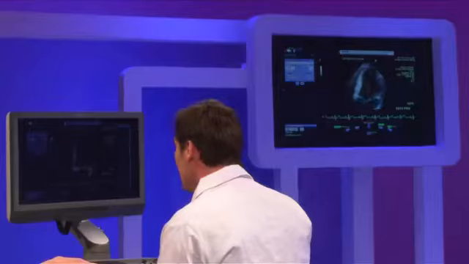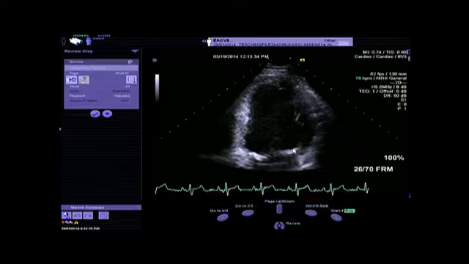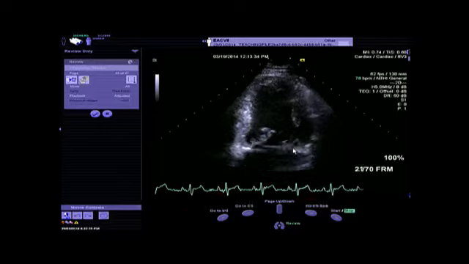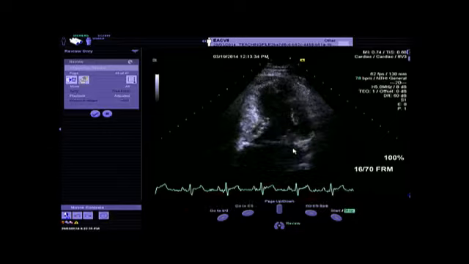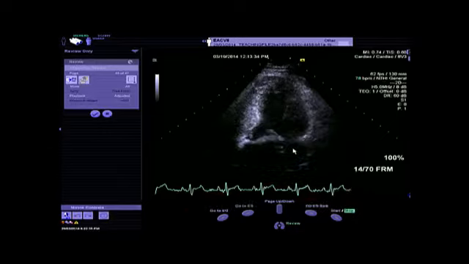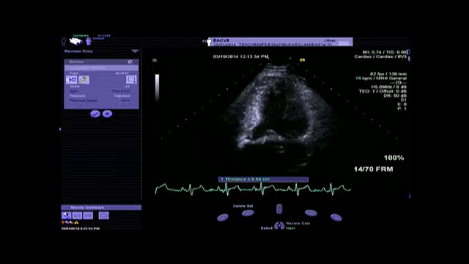And you need to also evaluate the redundancy of the mitral leaflet, and the redundancy is defined when the mitral leaflet in diastole is greater than 5 millimeters, as you can see in these patients with a thickened mitral valve leaflet.